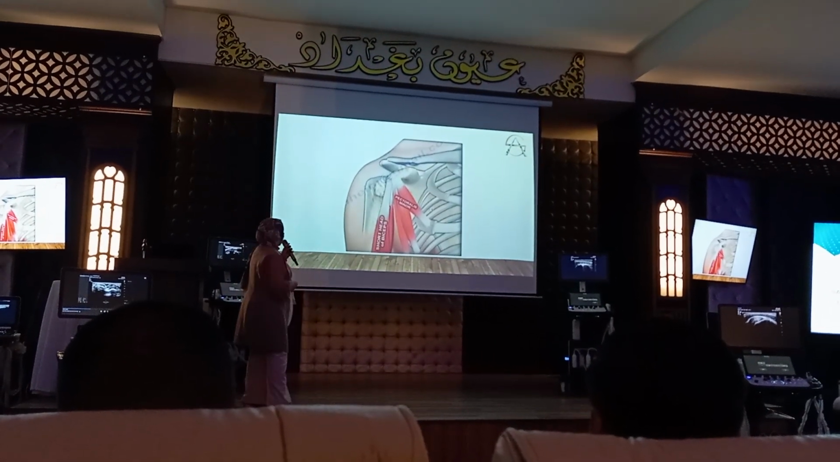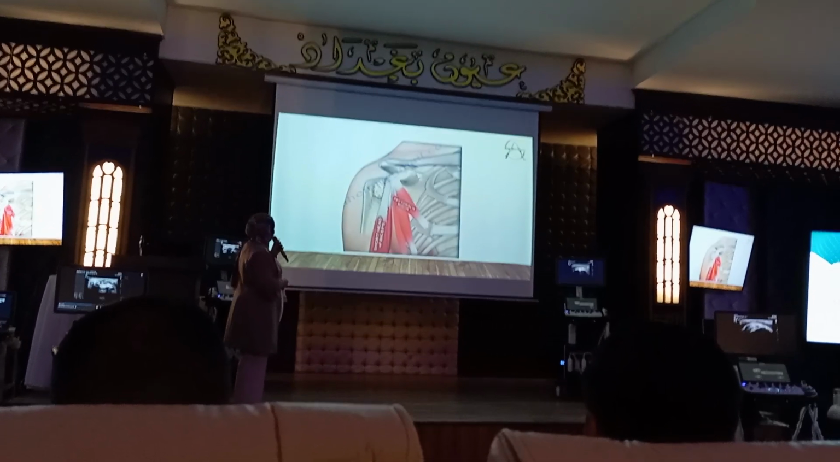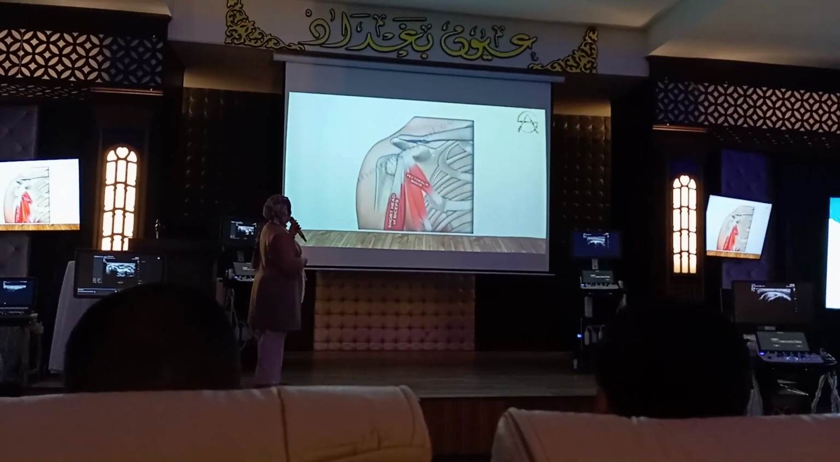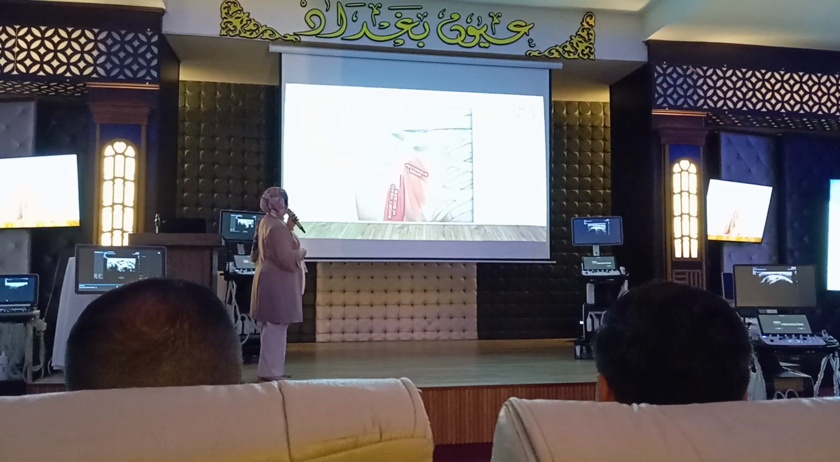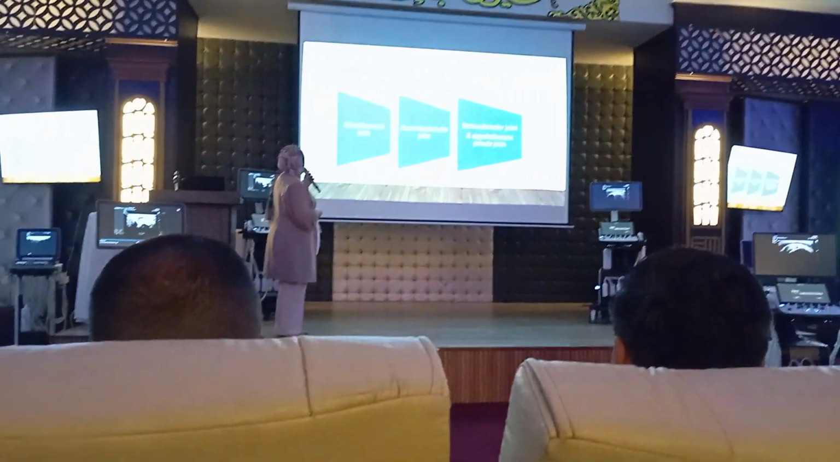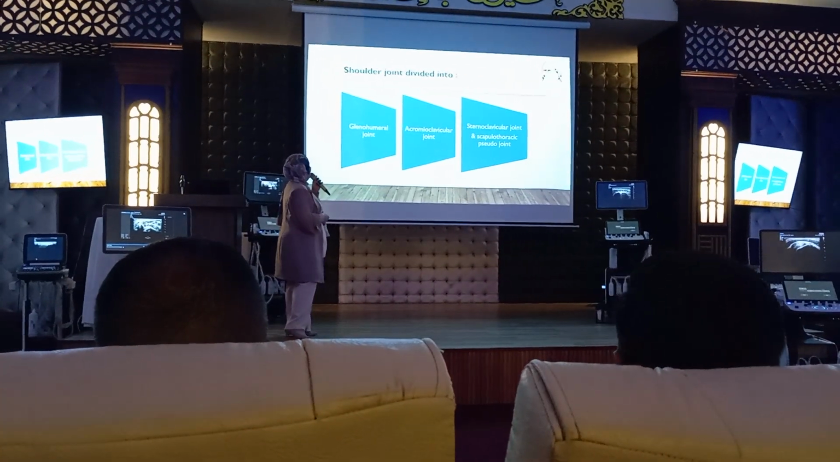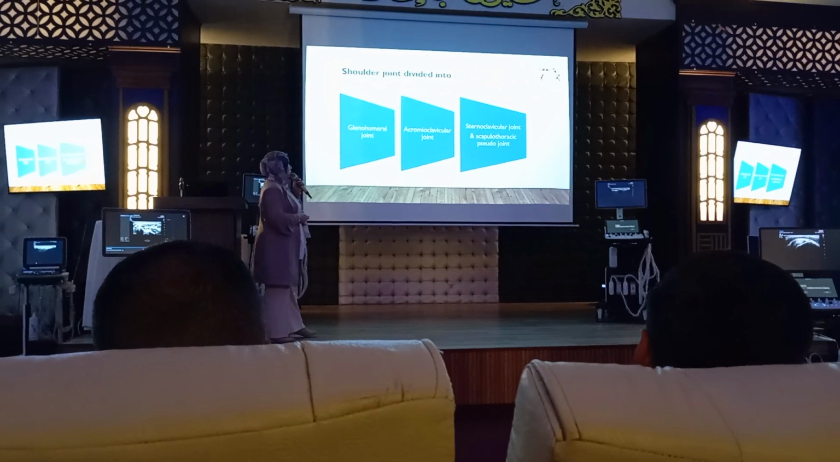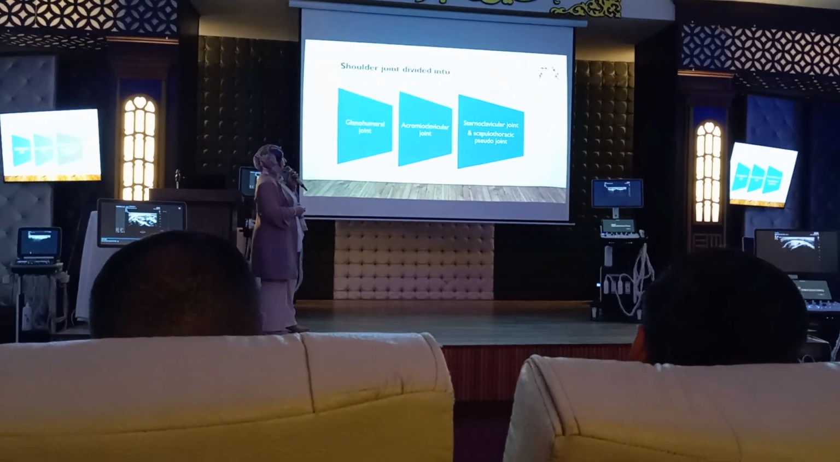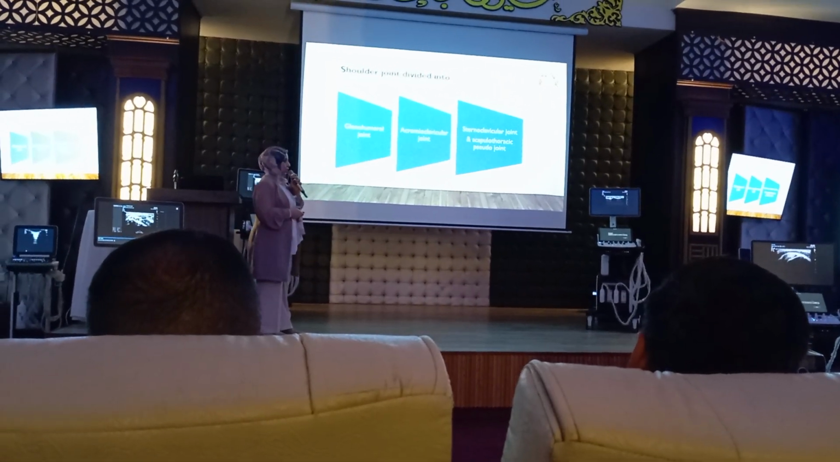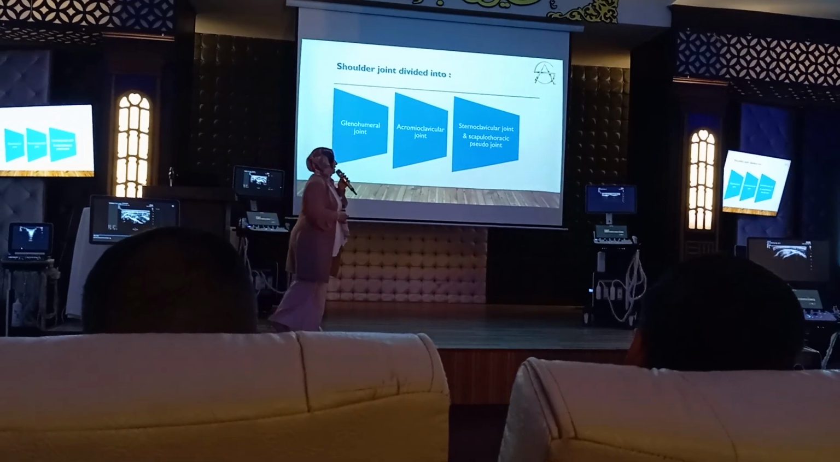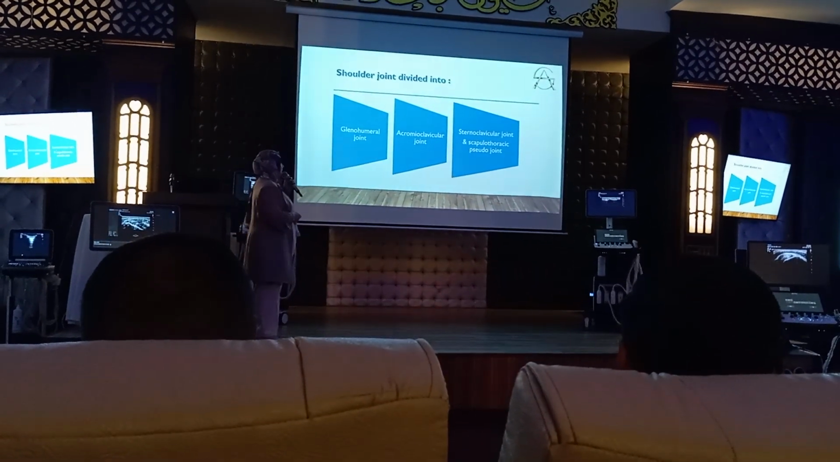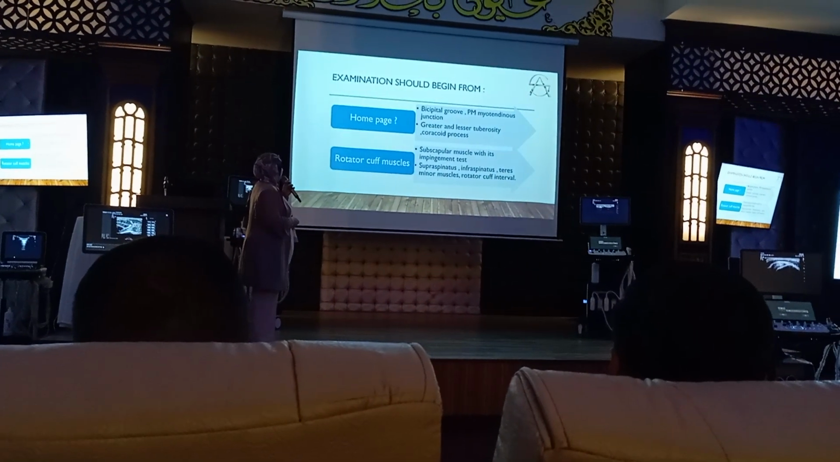This explains how the pectoralis minor muscle comes, and the coracobrachialis with the short head of biceps. So, as we said, we divide the shoulder into the glenohumeral, acromioclavicular, sternoclavicular, and the scapulothoracic pseudo joint. All are synovial except the scapulothoracic, which is not a true joint.